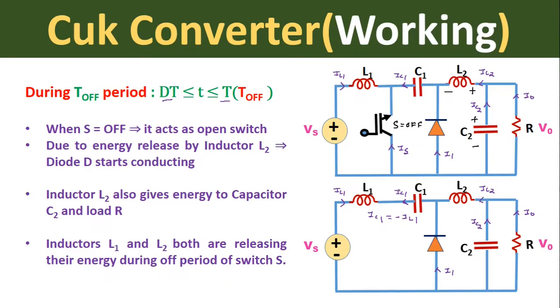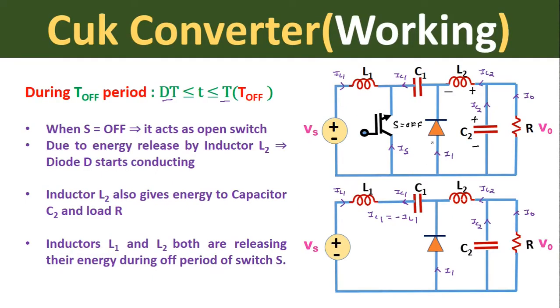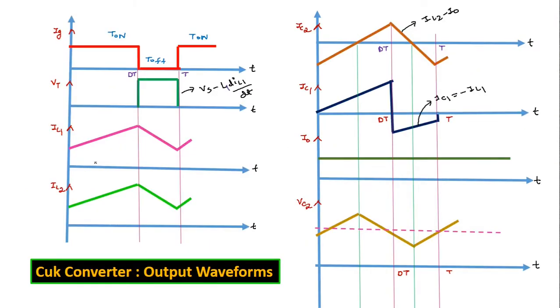Now we will see the output waveforms during the off period of the switch. So during the off period of the switch, the voltage across the switch will be equal to Vs minus L1 dIL1 by dt. So if we apply KVL in this circuit, we will get voltage across the switch S will be equal to Vs minus L1 dIL1 by dt. And during the off period of the switch, both this inductor L1 and L2 are releasing its energy. So current through the inductor will decrease from maximum value to minimum value.